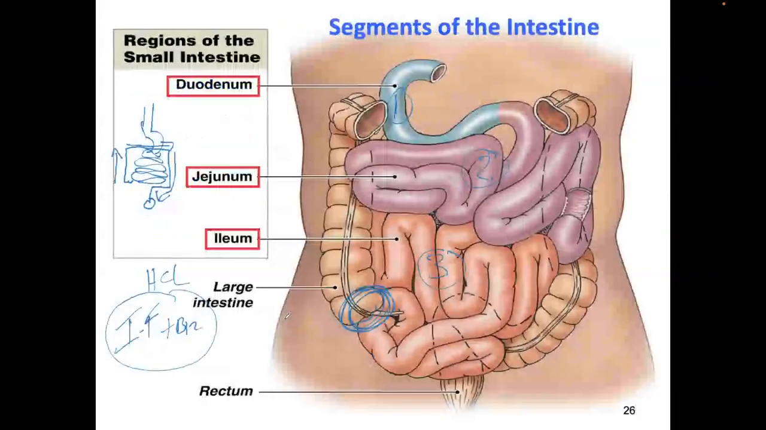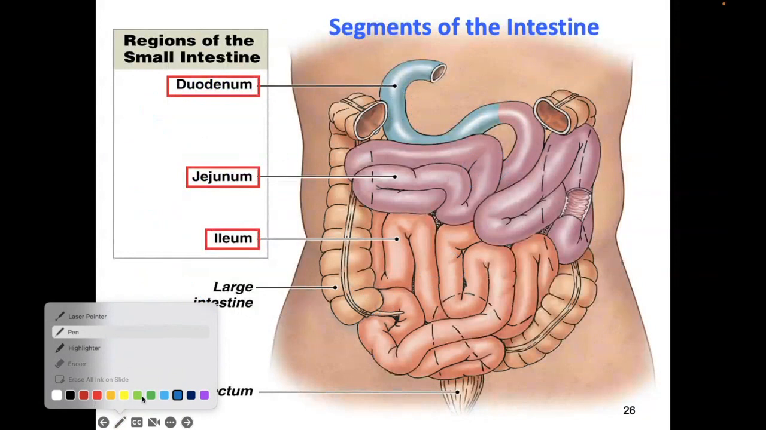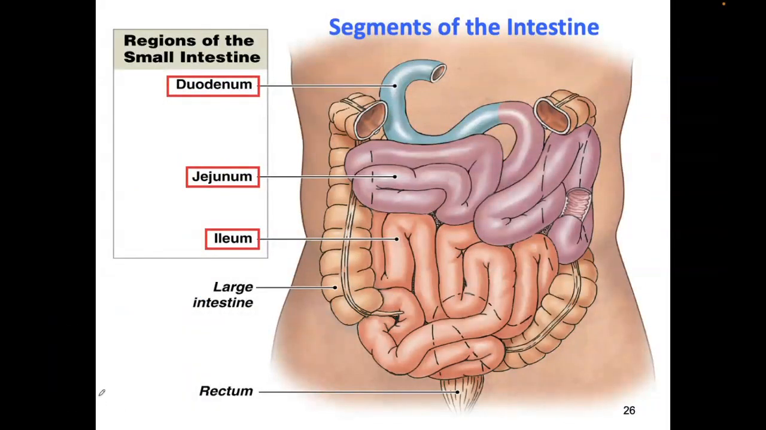So if I go back here, let me just remove. If I go here, this is the ileum. That's the end of the ileum. This part of the large intestine right here is the cecum. So right between the ileum and the cecum is the ileocecal valve, and this is the ileocecal region. Okay, and this little extension right here is the appendix.